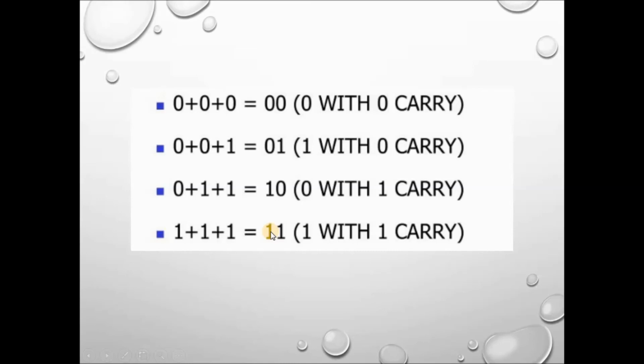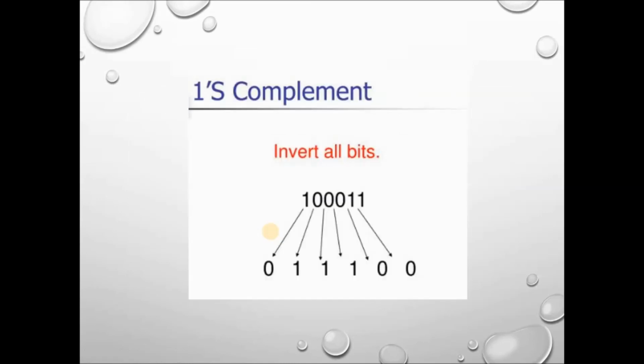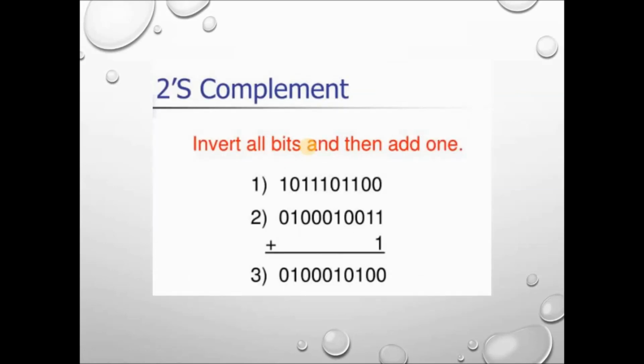And this is ones complement. Ones complement means the opposite of the input number. For 1 you are writing 0, in place of 0 you are writing 1. This is ones complement. This is clear. So after that, two's complement is there. After one's complement you have to add 1. That is two's complement.